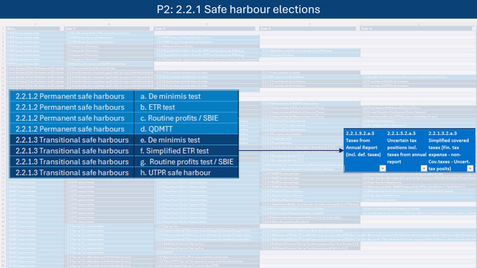effective tax rate. So all the transitional safe harbors, you can basically take the data from your country by country report, except you cannot take the taxes from the country by country report. They say you need to start with the taxes in your commercial accounts.